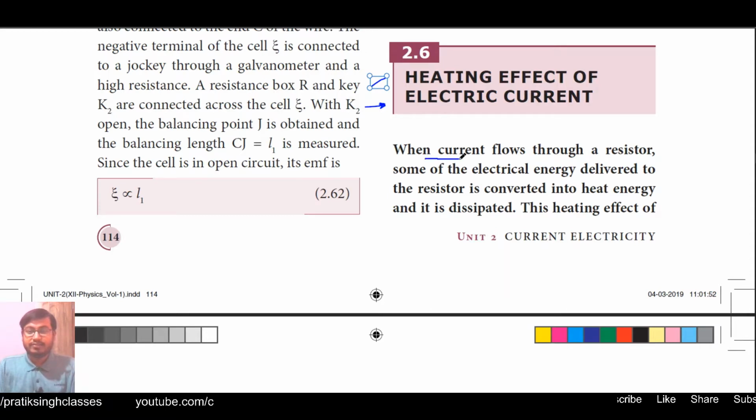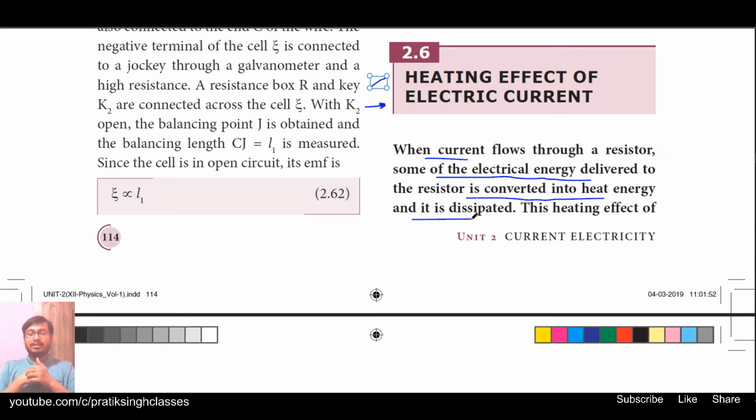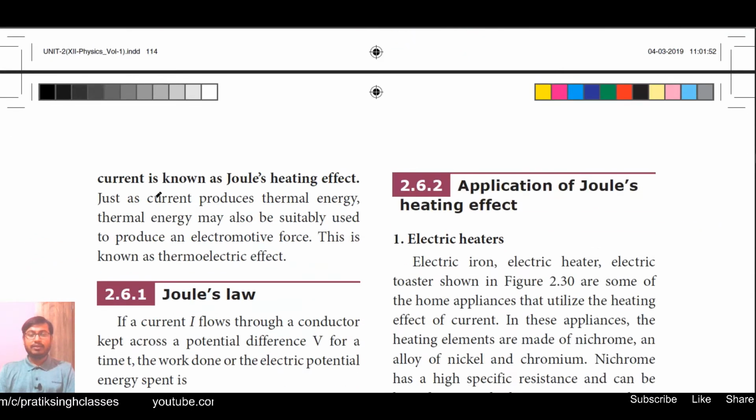When current flows through a resistor, some of the electrical energy delivered to the resistor is converted into heat energy and it is dissipated. That means whenever current passes through a resistor, some amount of electrical energy is converted into heat energy, generated to overcome the resistance of the resistor, and that heat energy comes out of the circuit. This is called the heating effect of current, also known as Joule's heating effect.